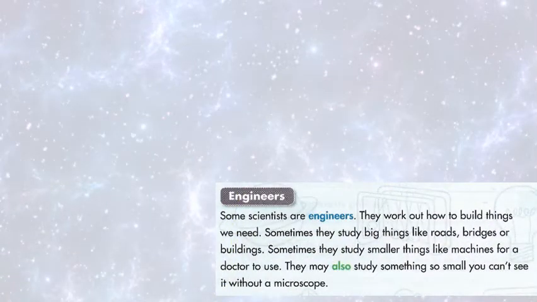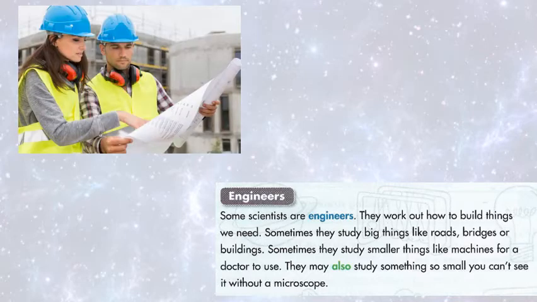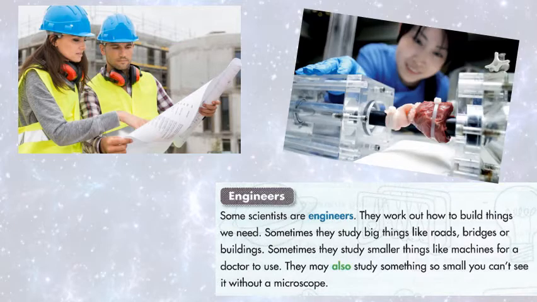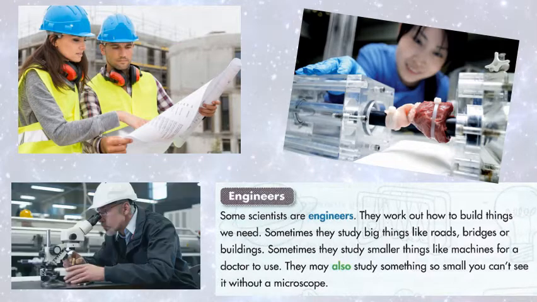Engineers. Some scientists are engineers. They work out how to build things we need. Sometimes they study big things like roads, bridges, or buildings. Sometimes they study smaller things like machines for a doctor to use. They may also study something so small you can't see it without a microscope.